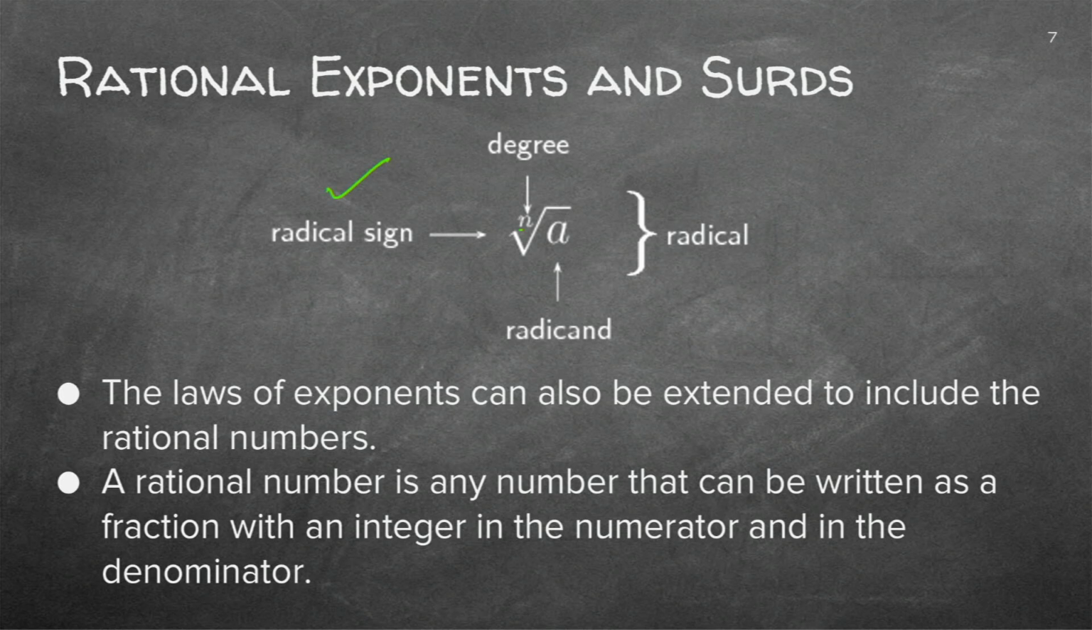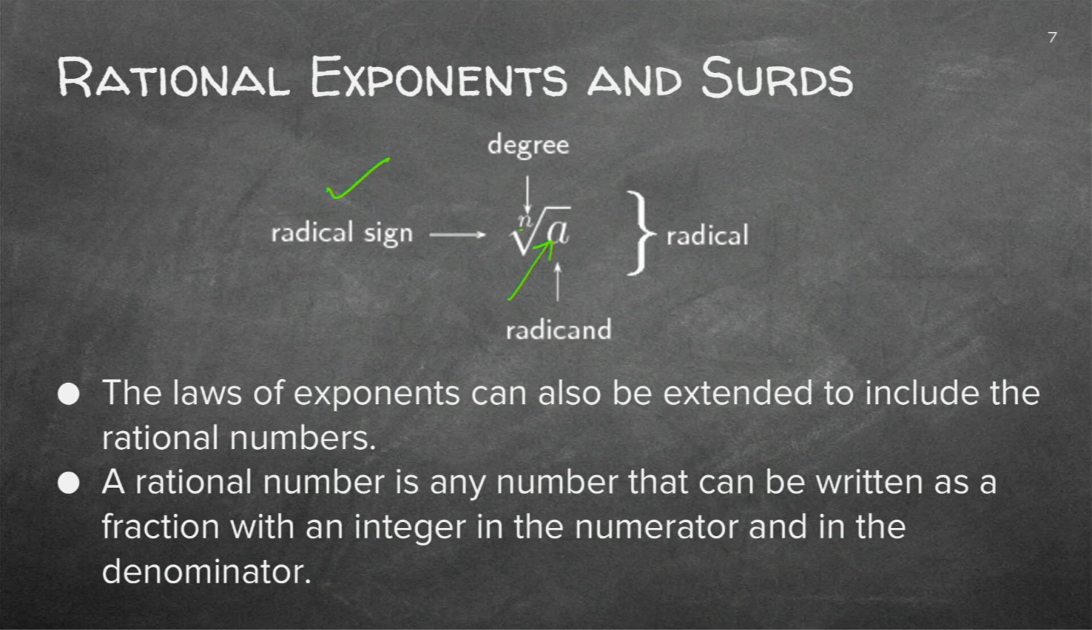So we call it the radicand, and it's given by the letter A there, okay? So that whole scenario that is happening there, it's called the radical. So we call everything that is the radical. So the laws of exponents can also be extended to include the rational numbers.